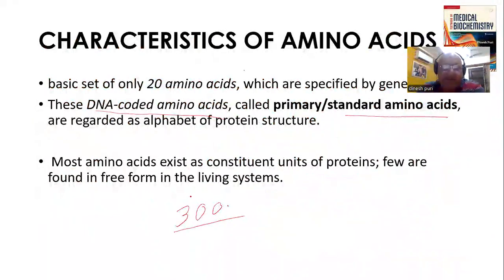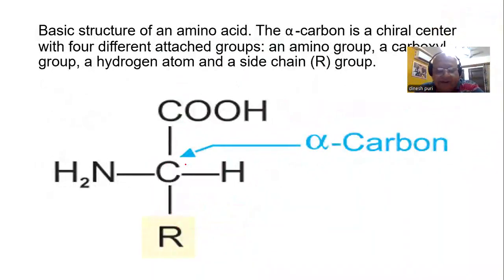So in this class, we are going to study the building blocks, that is amino acids, and their classification. Most common amino acids are a basic set of 20 amino acids. Although more than 300 amino acids are known in the body, these 20 are called primary or standard amino acids. They are DNA encoded, coded by the genetic code. And this is the basic structure.